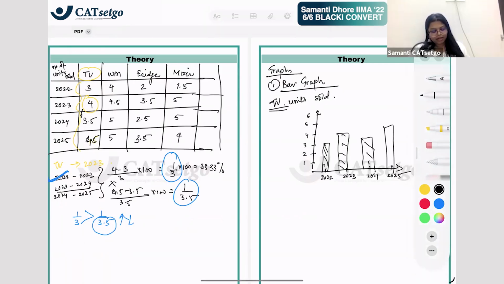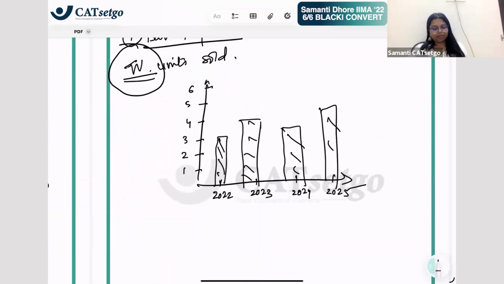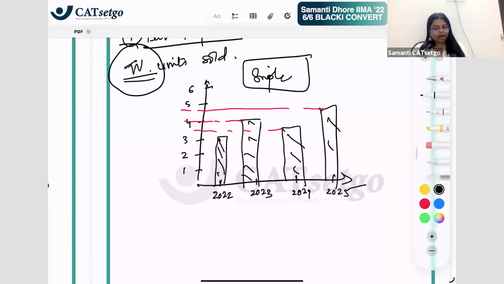So in this way my bar graph for the TV is made, right? Similarly I can make bar graphs separately for all different products. Individually for all different products I can make, and then a bar chart will be given to you and you will be expected to read from here. Okay, this is 4, this is 4.5, this is 3.5, and so on. So this is what a bar graph is, and this is called a simple bar graph.